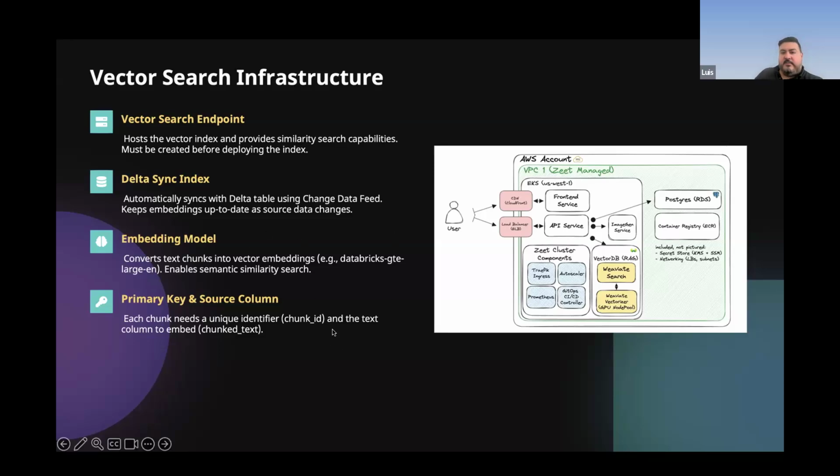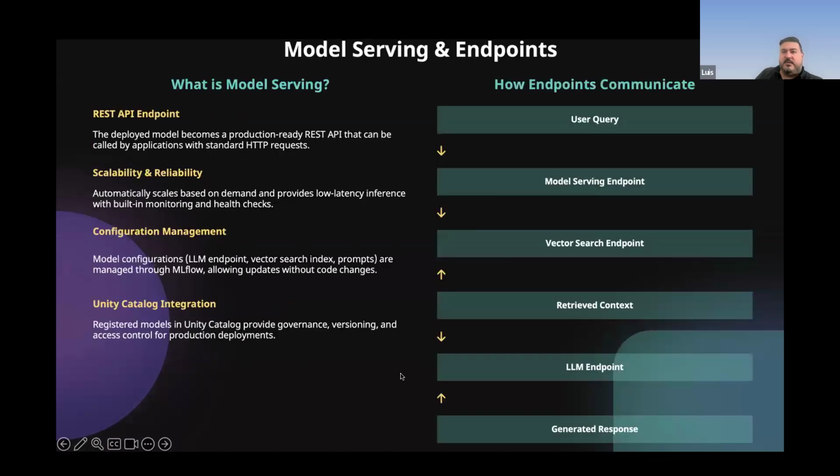Okay, so again, basic functionality. Each chunk needs a unique ID because it's most important to keep track of your vector store index. So what is model serving? I think I talked about that a little bit before.